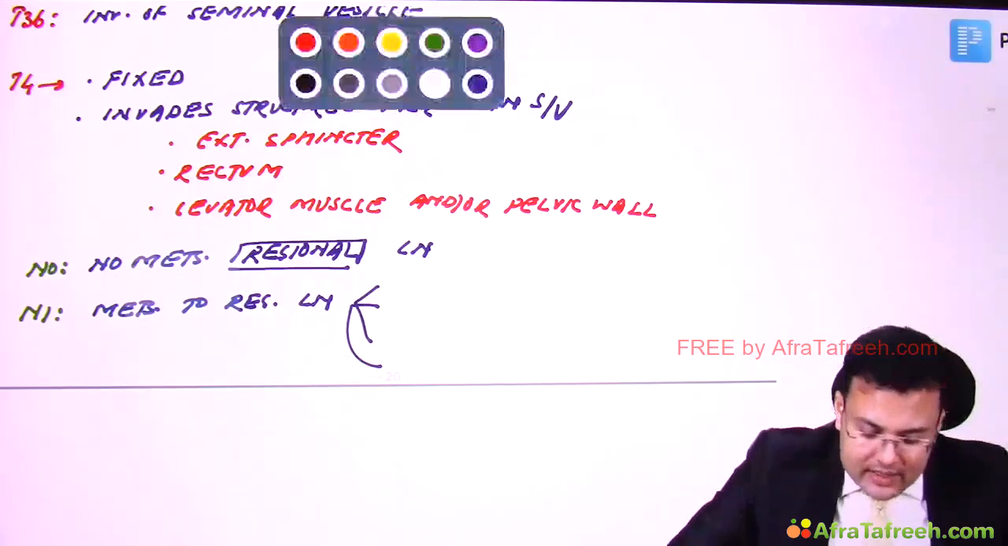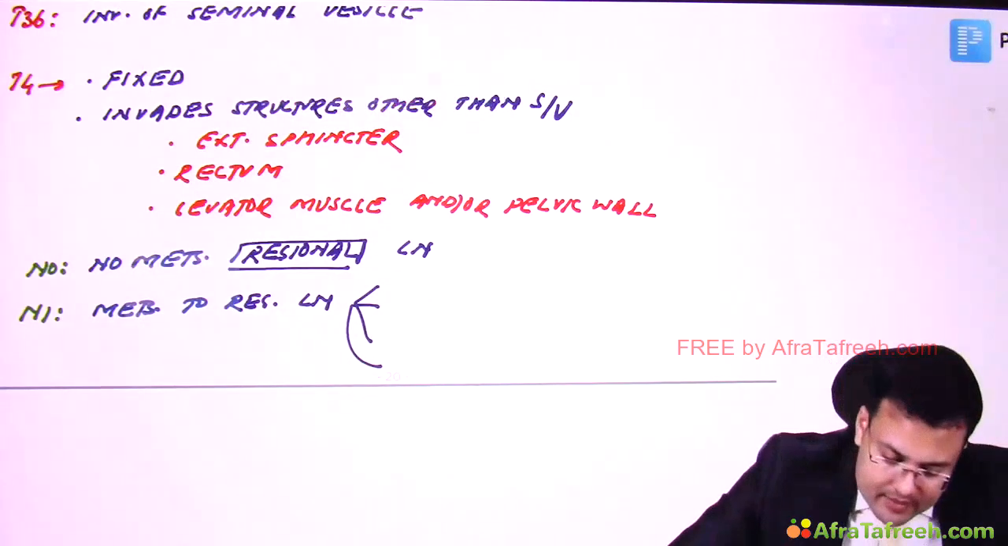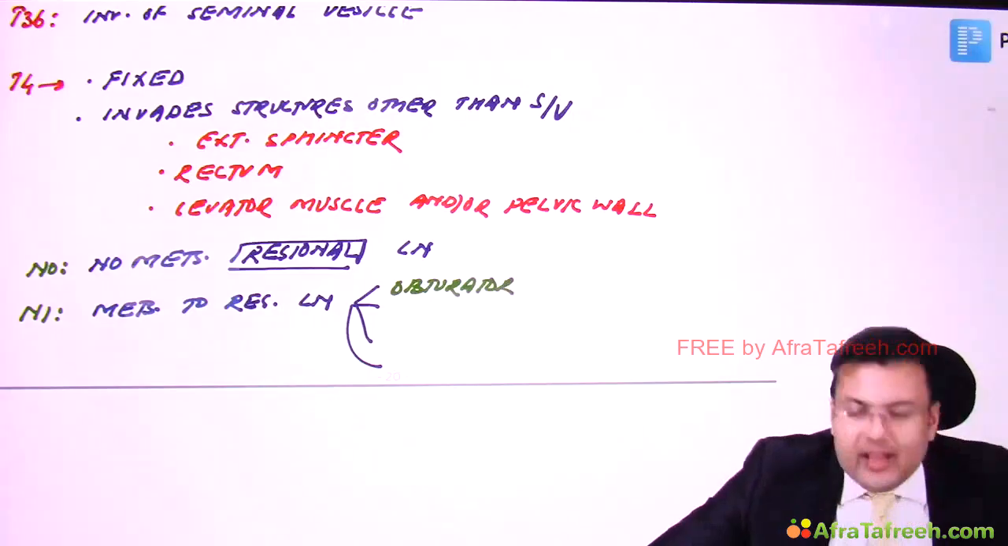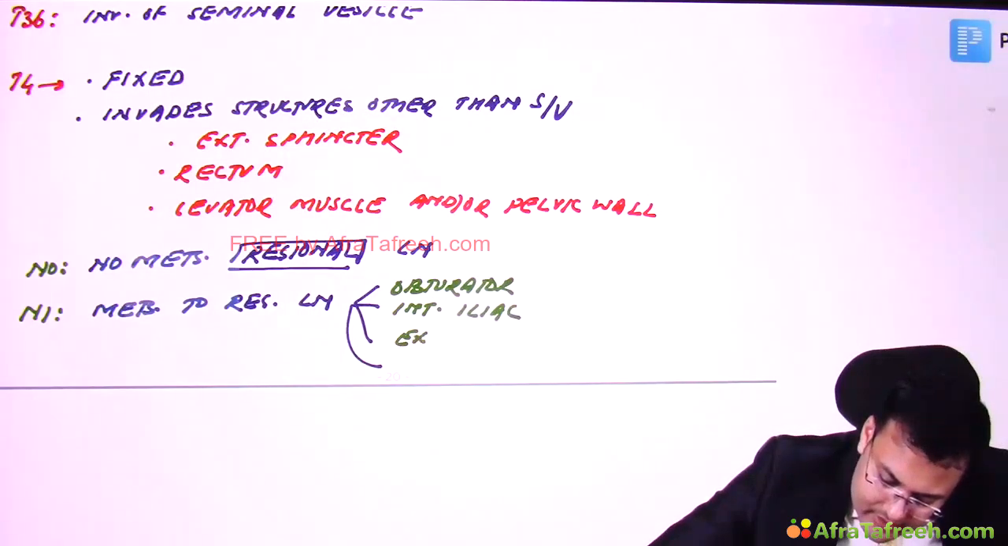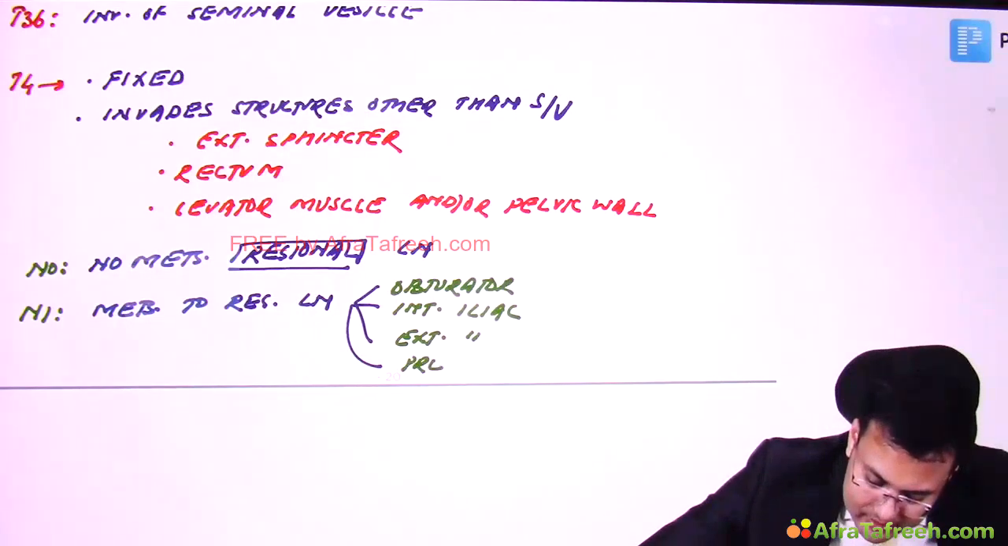We discussed that the most common site of metastasis is the pelvic lymph nodes, the pelvic group, and in the pelvic group, which one? Obturator. So there can be involvement of obturator, internal iliac, external iliac lymph nodes, or presacral.